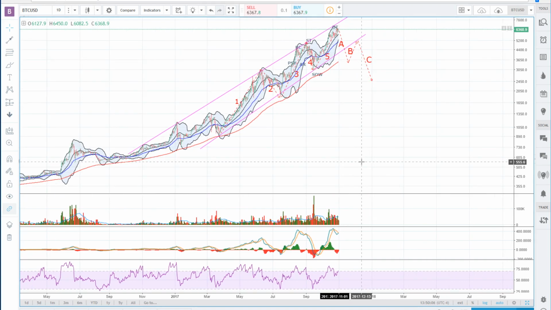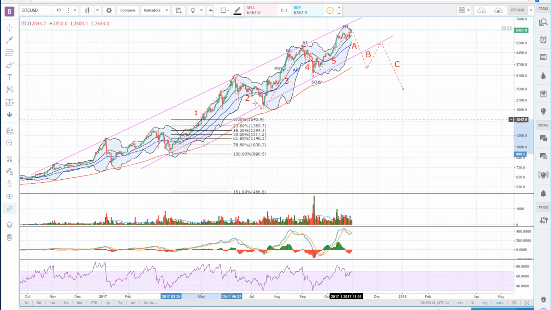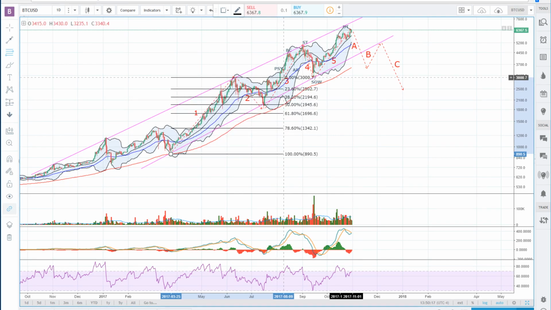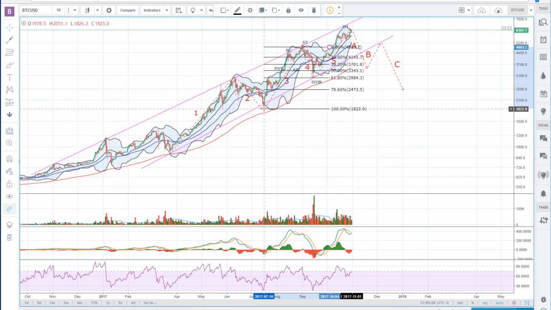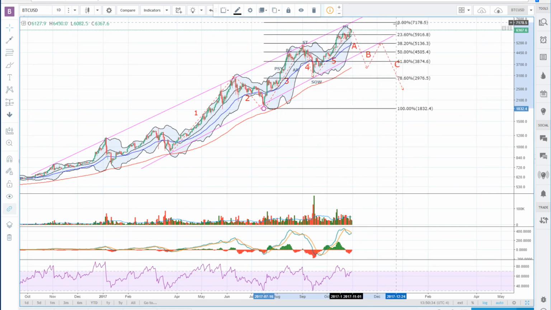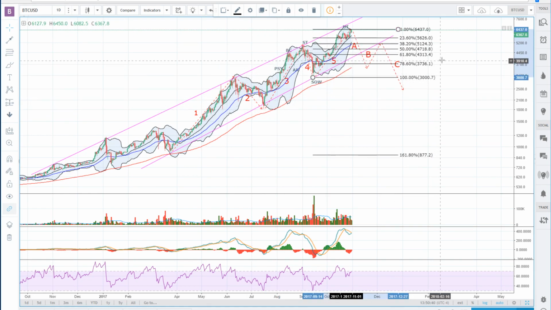So if we look at Bitcoin's pullbacks from its rallies, we see a pretty consistent pattern here. If we start the rally from here to here, we see a pullback between 50 and 61%. If we move this up to here, we look at this rally, we see 50 to 61% again. And now if we apply it to this rally here, I would expect there to be a pullback between 50 and 61%, which would have us in the mid 4,000s, right?